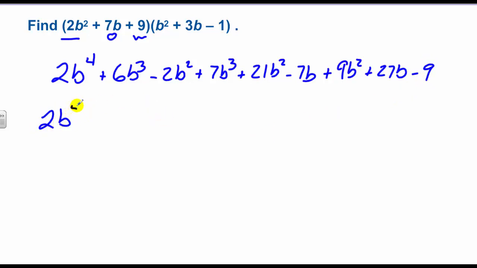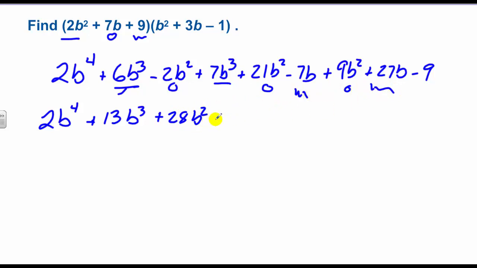2b to the fourth. There's a cube and another cube, which gets me 13b cubed. Then there are squared terms: negative 2 plus 21 plus 9. It's looking like 28b squared. The b terms give me a 20b, and then minus 9, your constant.